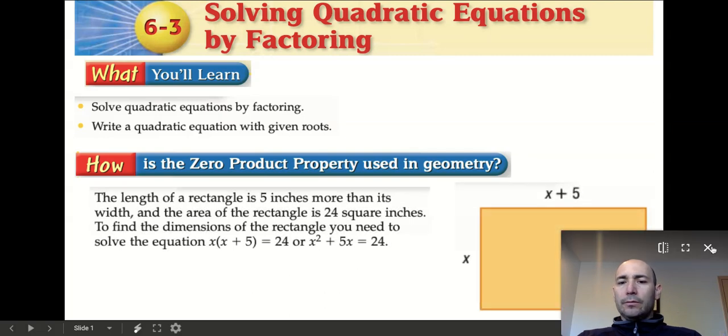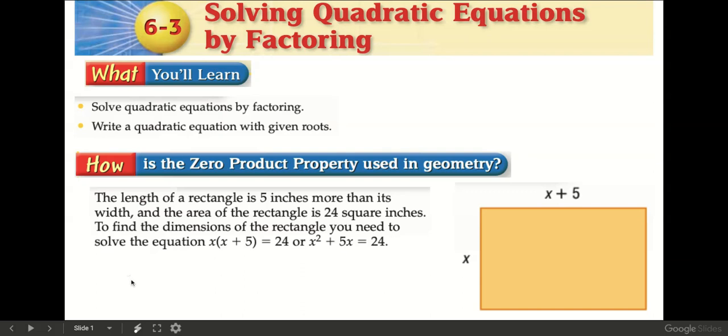The length of a rectangle is 5 inches more than its width, and the area of the rectangle is 24 square inches. Find the dimensions of the rectangle. You need to solve the equation x times quantity x plus 5 equals 24, or x squared plus 5x equals 24. If we know that length times width equals the area, which is 24, and this side is x and this side has to be 5 inches more, this represents our situation here. This would be an example of an equation that we could set up in order to find out what this length has to be.